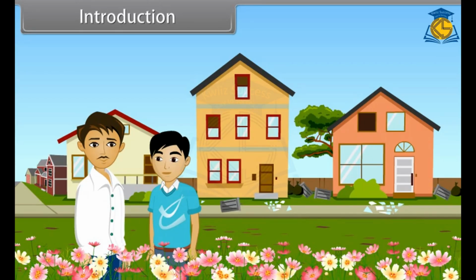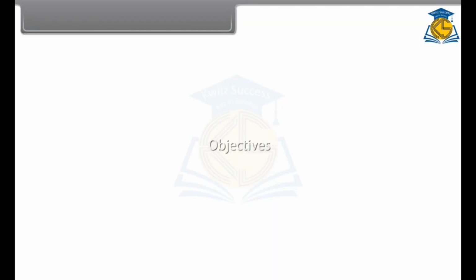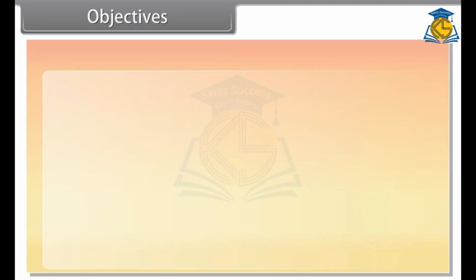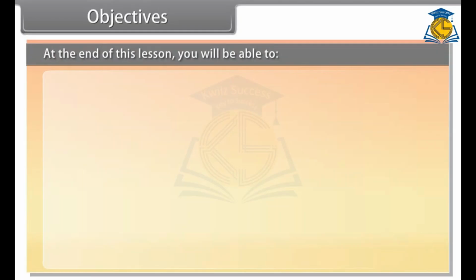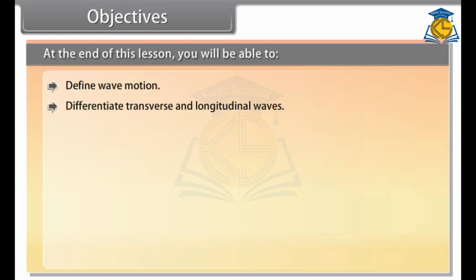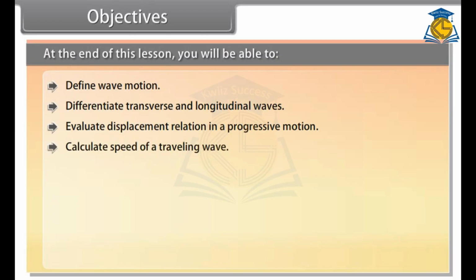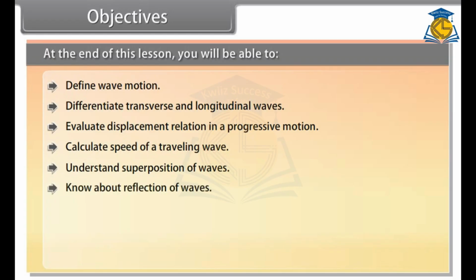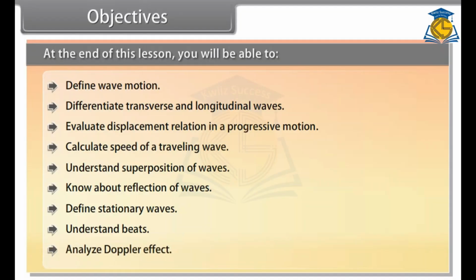Children, today we will study more about the waves. Objectives. At the end of this lesson, you will be able to define wave motion, differentiate transverse and longitudinal waves, evaluate displacement relation in a progressive motion, calculate speed of a traveling wave, understand superposition of waves, know about reflection of waves, define stationary waves, understand beats, analyze Doppler effect.